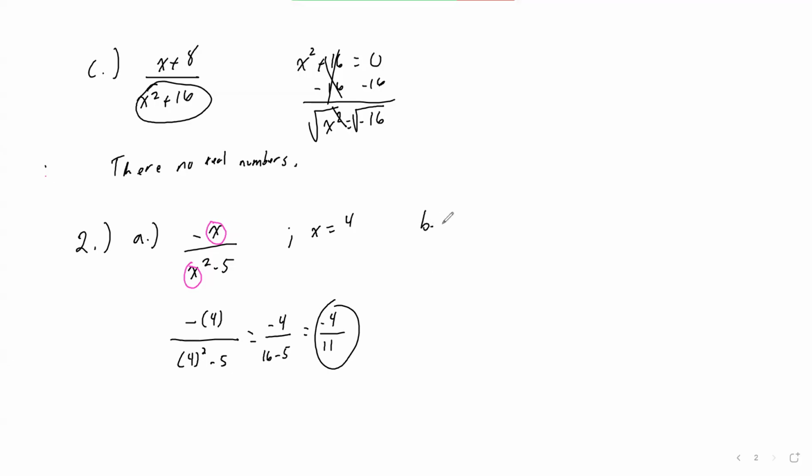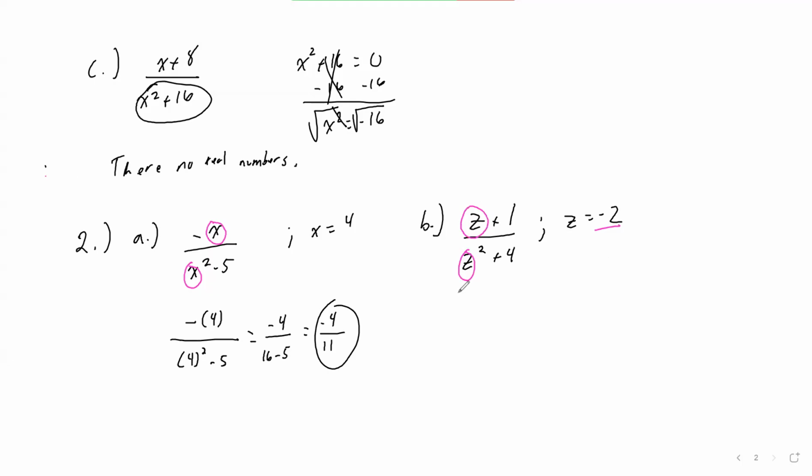Let's do another one. So that's B. This is z plus 1 over z squared plus 4. And I want to know what the value is when z equals negative 2. So I'm going to plug it in again, replacing all of my z's with this value.